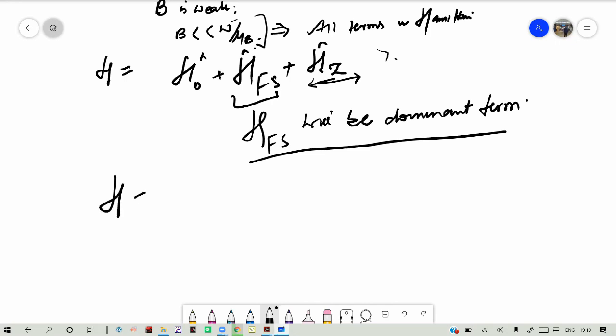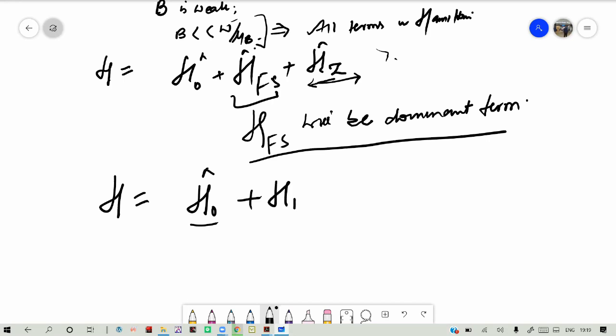H will be equal to H naught. We know it is the unperturbed Hamiltonian, which contains a p square by 2m term plus V of r, which is minus Z e square by 4 pi epsilon naught r. That's the potential energy term and the kinetic energy term, and that will be H naught. And this is the unperturbed energy, which you can say is the ground state without any perturbations, when we do not consider any external perturbation, including the fine structure.